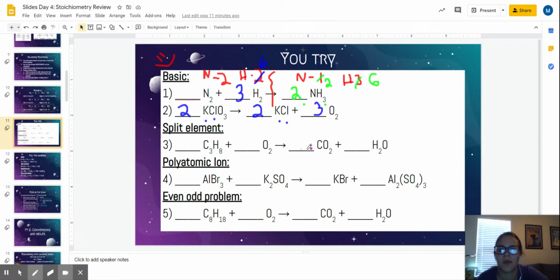So if you'll notice here, when I'm talking about split elements, is that there's an O here and an O here in different molecules on the same side of the equation. So we're going to do the O's last. So on this side, we have 3 C's. We have 8 H's.